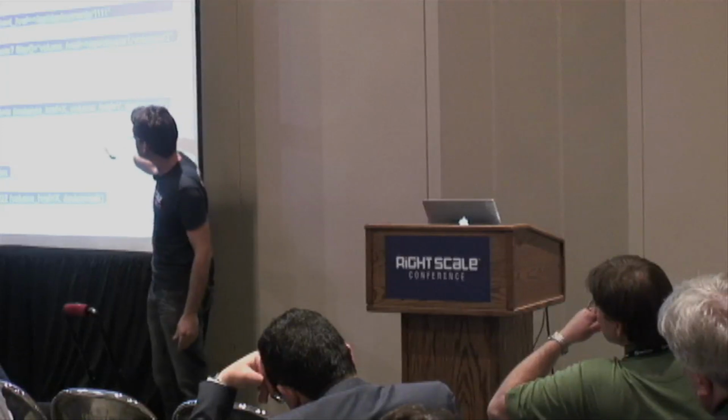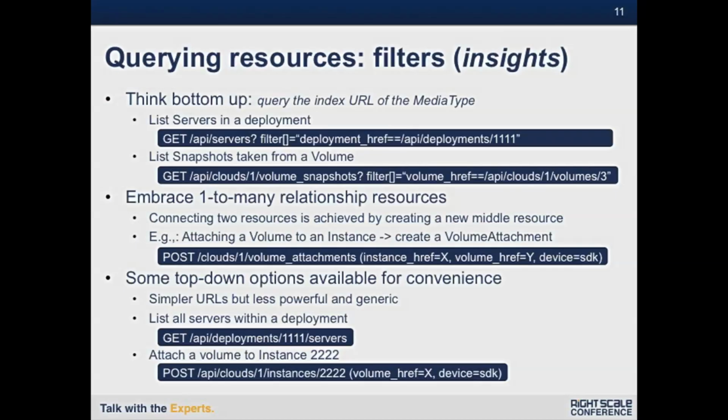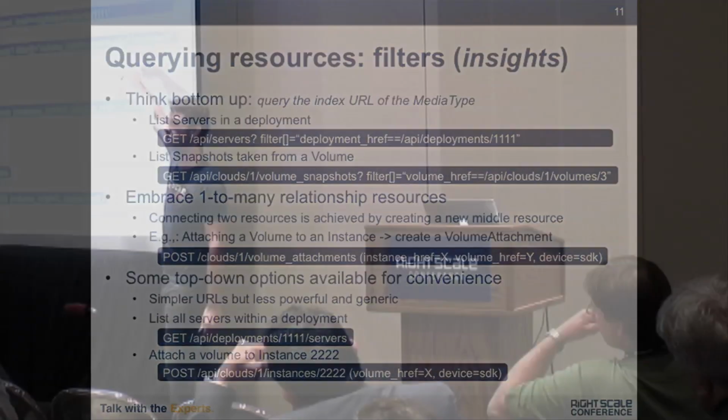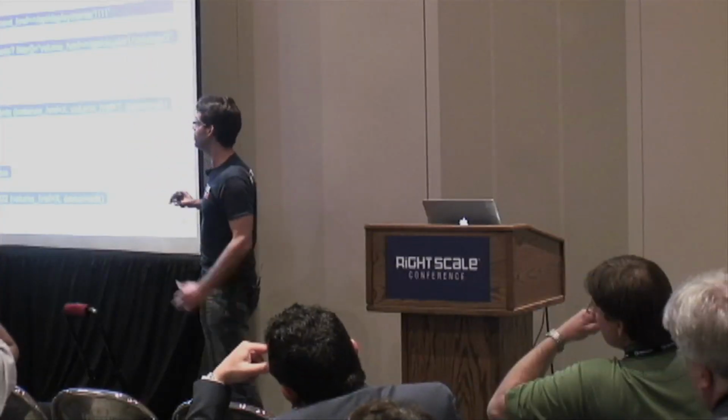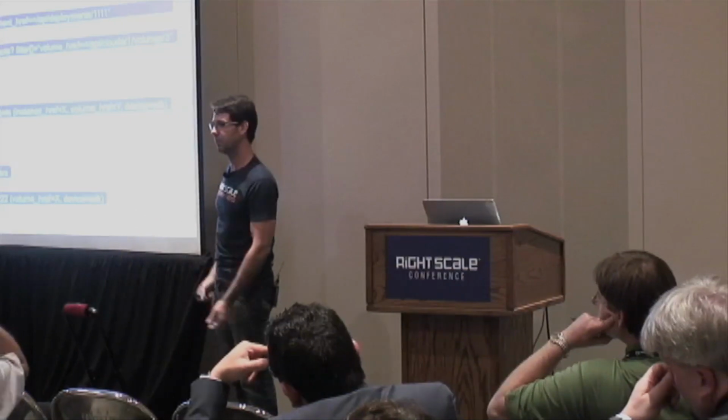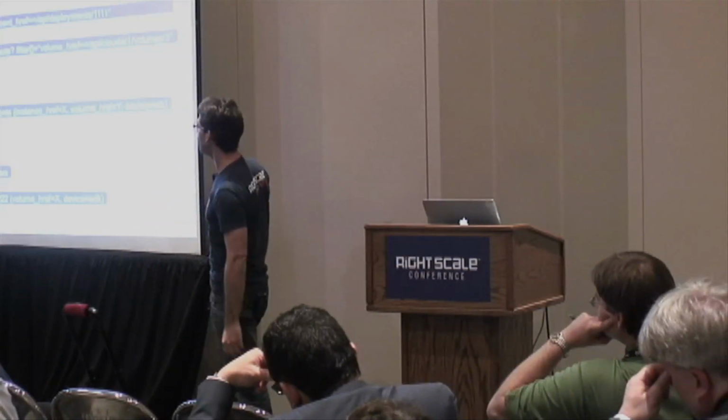This example that we had below: all servers that belong to this deployment. So I'm going to servers. Or I can say, give me the snapshots taken from a given volume. So what am I going to do? Go to the snapshots. I'm going to have a filter that says this volume relationship has to be this volume. Okay? So it's kind of thinking a bit from the bottom up.